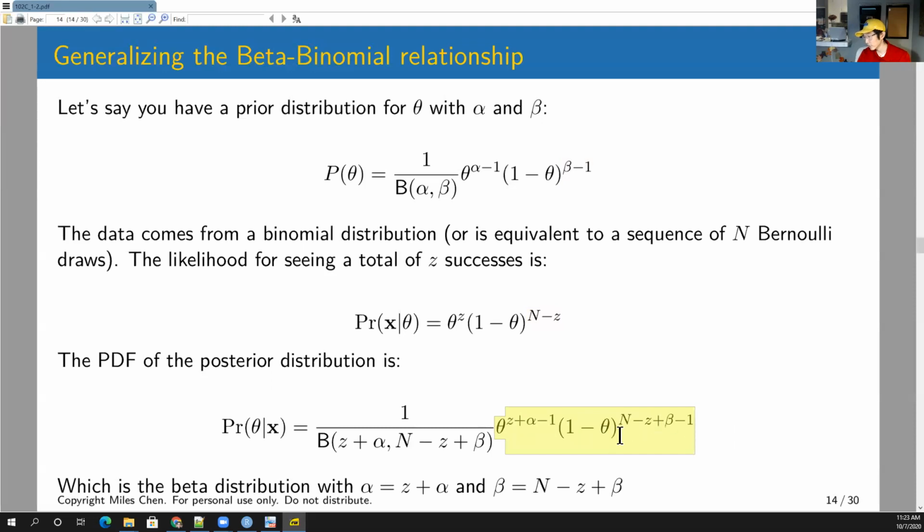And I'm getting this. And then again, the normalizing constant for this entire thing just becomes this messy constant over here. But again, it's just established from the fact that, for the whole thing to integrate to 1, this is going to be the normalizing constant here. And this posterior distribution is a beta distribution with alpha equal to the number of successes plus our original value for alpha, and beta equal to the number of failures, n minus z, plus the original value for beta.